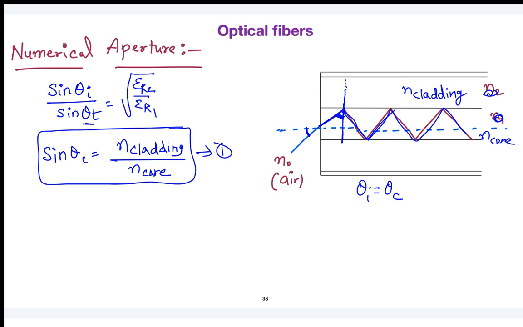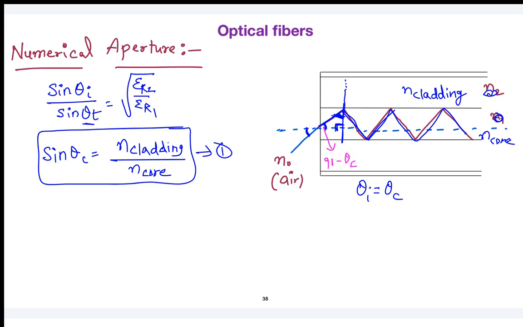Is it clear? What I was defining, in order to have a total internal reflection here, is that the minimum angle of incidence at this point is nothing but the critical angle. So sine theta c is the ratio of the cladding refractive index by the core refractive index. Now, you can see here, this is your theta c and this is your 90. And what about this angle right now? I can say that this is equal to 90 minus theta c.